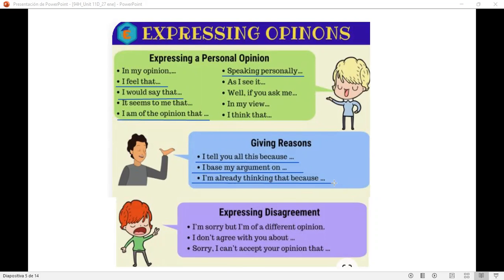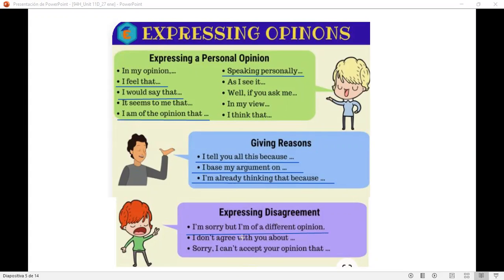A veces no estamos de acuerdo con la opinión de otros. En ese caso, cuando no están ustedes de acuerdo, pueden ocupar estas frases. I'm sorry, but I'm of a different opinion. ¿Sí? Lo siento mucho, pero yo tengo una opinión diferente. That's what we're saying. I'm sorry, but I'm of a different opinion.